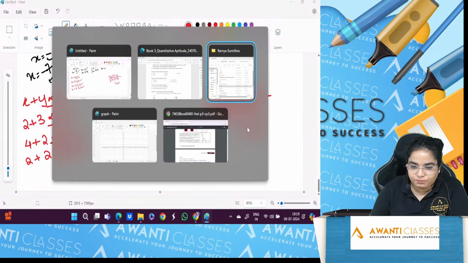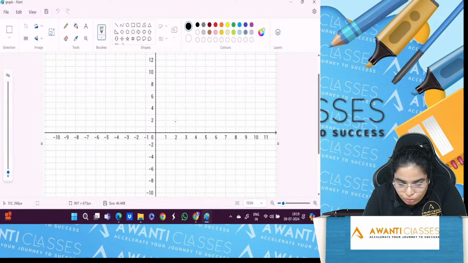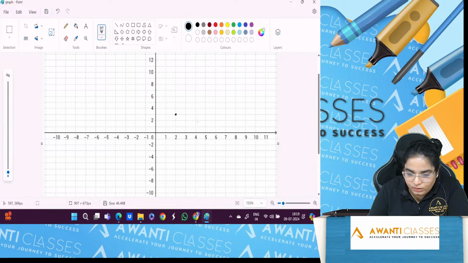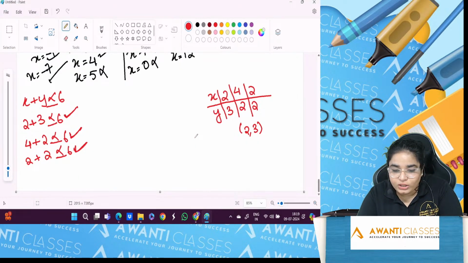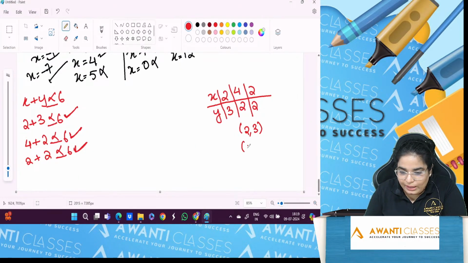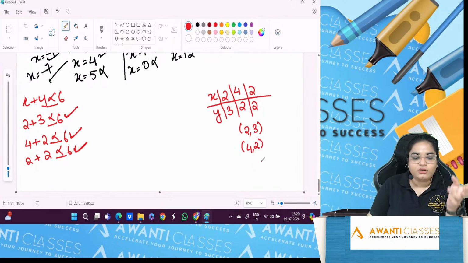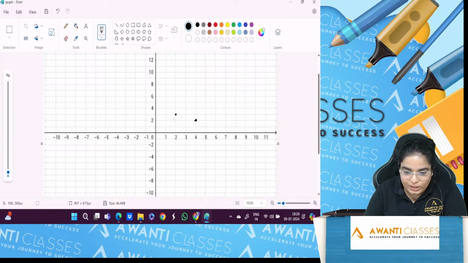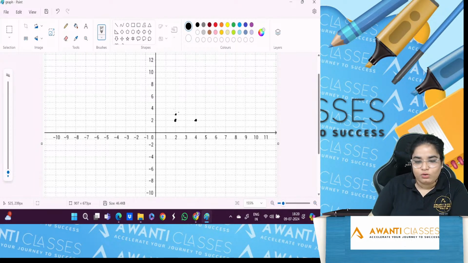Where is that? X is 2, y is 3. Right there. What is the second? 4 and 2. Right there. I hope you all know how to plot in a graph. Simple, no? The first is the x-axis, second is the y-axis. And here we have two variables, x and y. The third one was 2 and 2, which is right there. Now, all of these are in the shaded area.